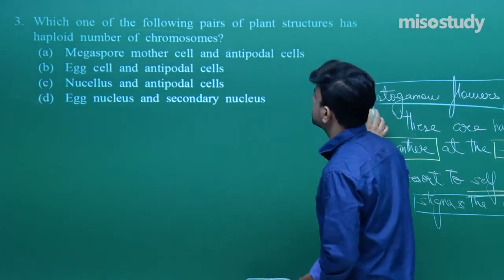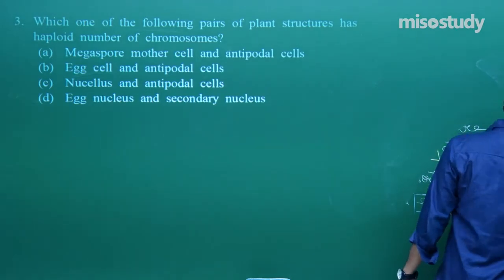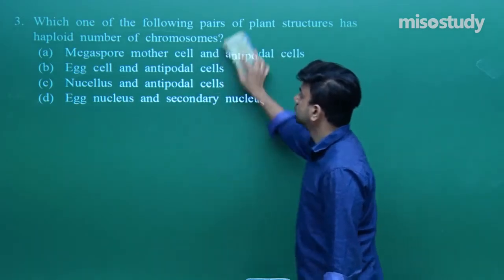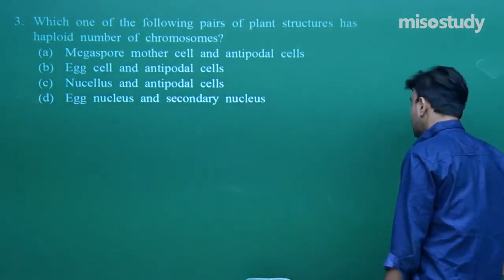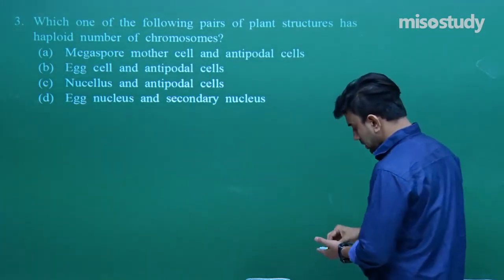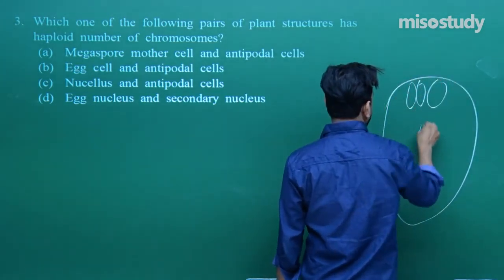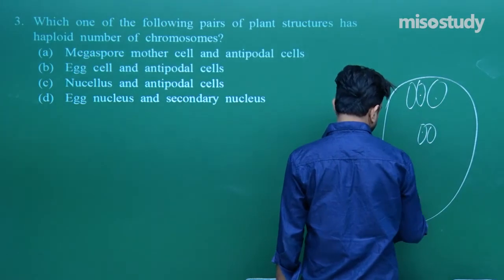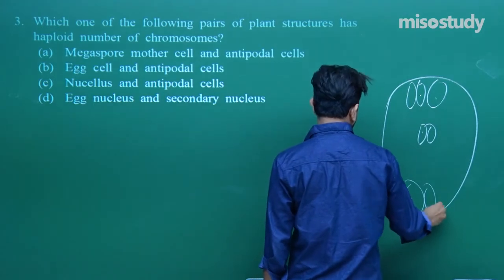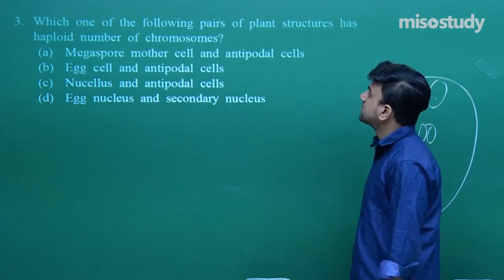Which one of the following pairs of plant structures has haploid number of chromosomes? Megaspore mother cell and the antipodal cells, egg cell and the antipodal cell. So once again, it's talking about the megaspore mother cell, MMC, and the antipodal cells has the haploid.